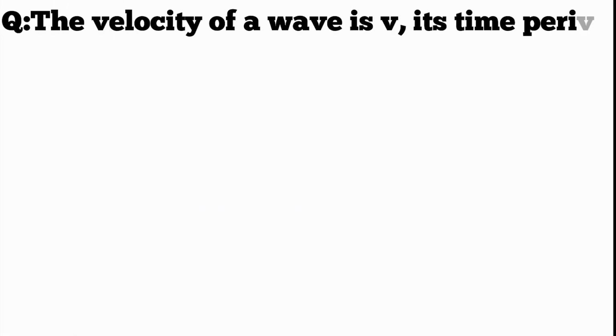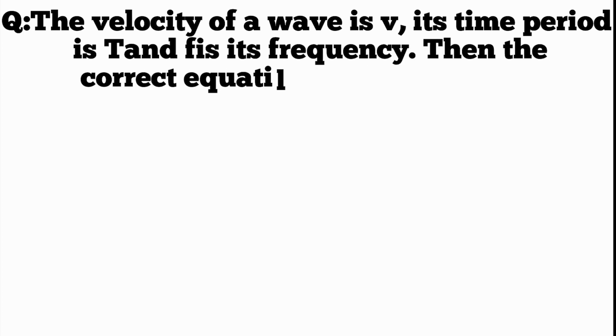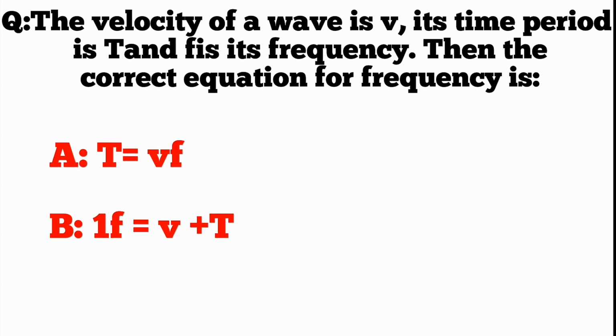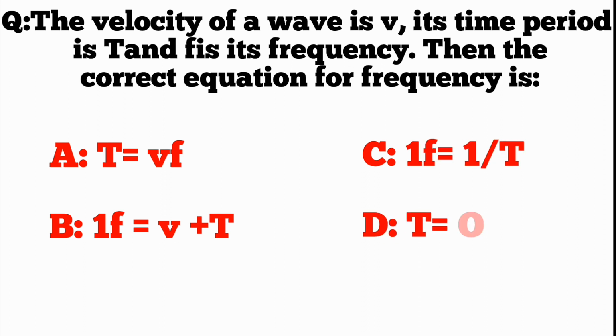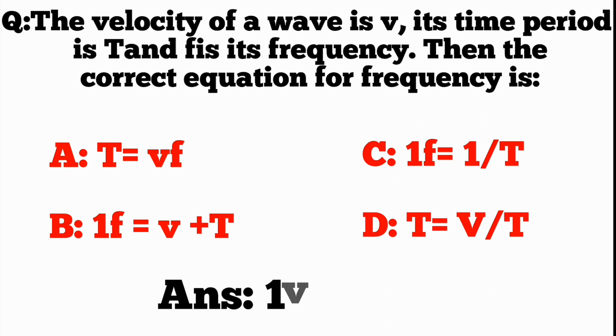Q. The velocity of a wave is v. Its time period is T and f is its frequency. Then the correct equation for frequency is: A. T = vf. B. 1/f = v + T. C. 1/f = 1/T. D. T = v/f. Answer: 1/f = 1/T.